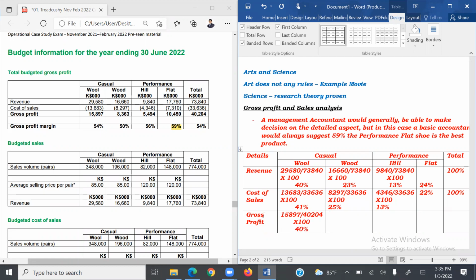Let's do it for the next one as well. That is 8,363 divided by 40,204 into 100. So if you do not mind, students, can you do the calculations and let me know what is the answer? 20.581. 20.8, right? So I will go with that, 21.